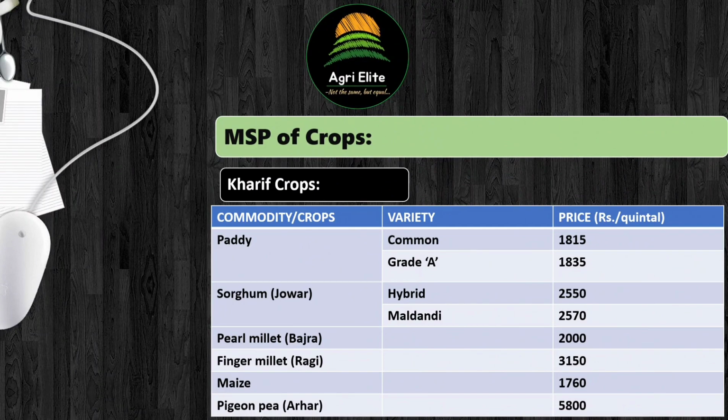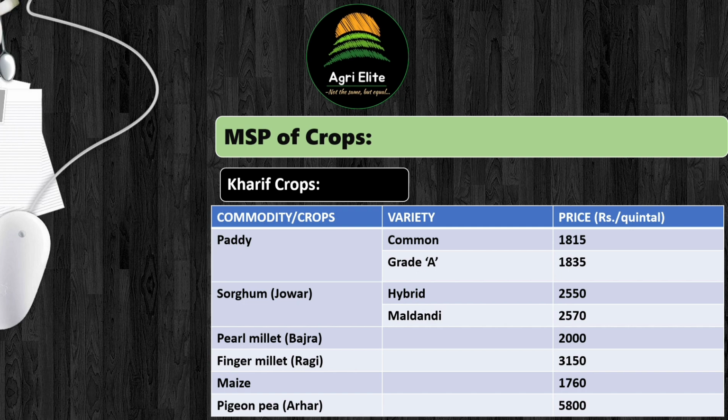So one by one we will see the current year MSP. I am again reminding you, it is the MSP of the year 2019-2020. So first we will see the Kharif crops one by one. Paddy, 2 varieties are there, common paddy and grade A paddy. Common paddy's price is 1815 rupees per quintal. Grade A paddy is 1835 rupees per quintal. Similarly, sorghum is divided into 2 categories, hybrid and Maldandi. Hybrid is 2550 rupees per quintal and Maldandi is 2570 per quintal.